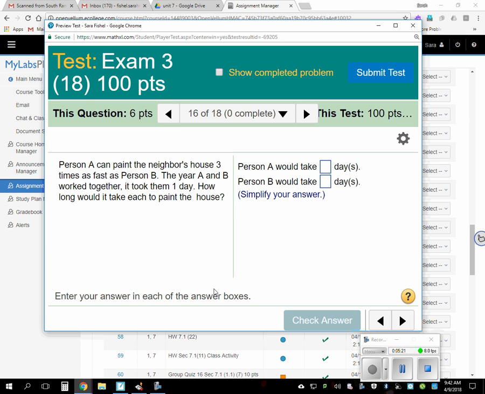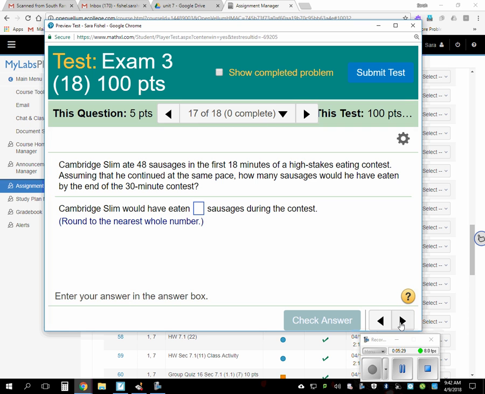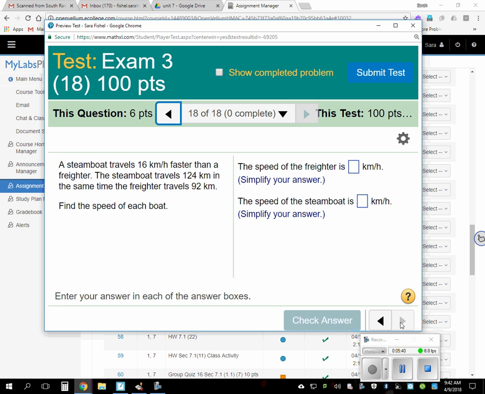Okay, and then we get into our word problems. How long each one would take to do the work individually. Okay, this is basically a ratio problem, proportion. And then you've got your traveling and your speed. Remember the formula for that. Okay, so that is what your preview of what your test will look like tomorrow.